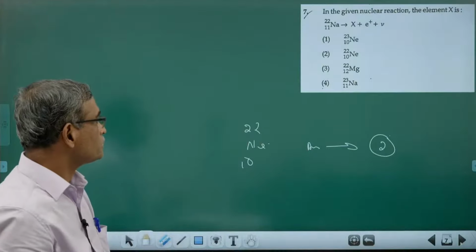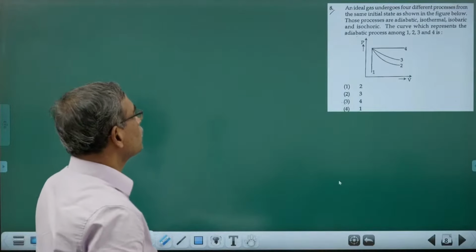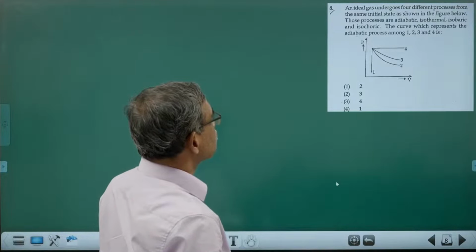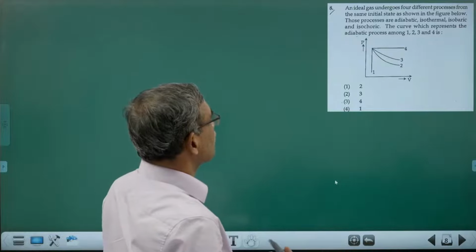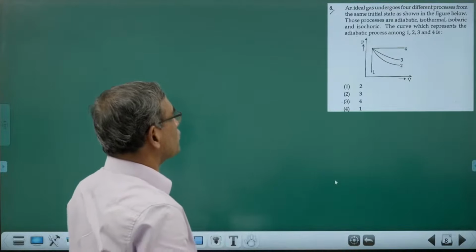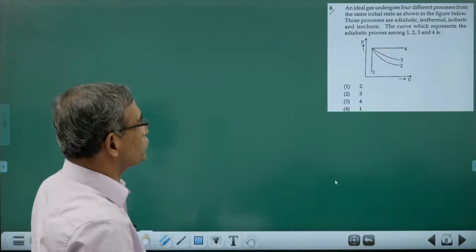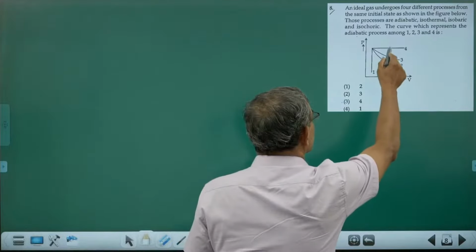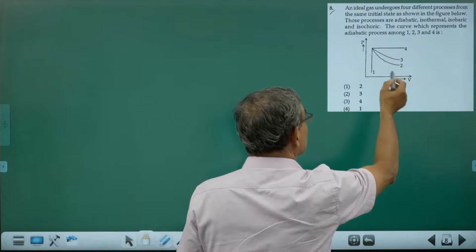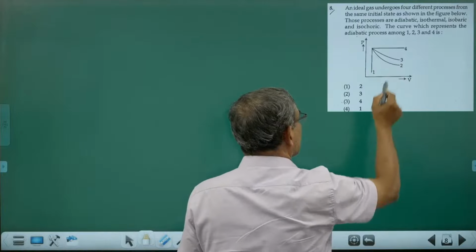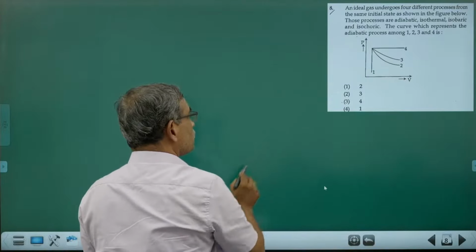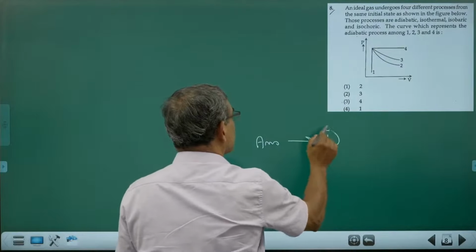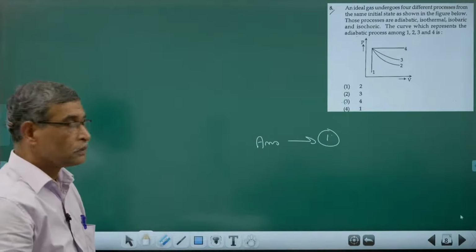Next question. Now, an ideal gas undergoes 4 different processes from the same initial state as shown in the figure below. The processes are adiabatic, isothermal, isobaric, and isochoric. The curve which represents the adiabatic process is the one which has the largest slope out of these. Here there is 0 slope, infinite slope, but out of these this is isothermal and this is adiabatic. So the adiabatic curve is 2, but the option is 1. So answer is option 1.